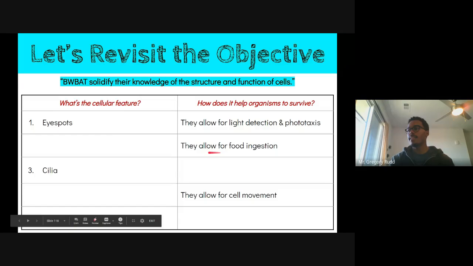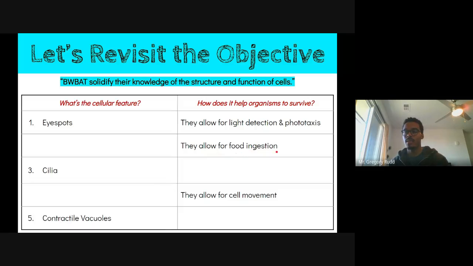The second cellular feature we're looking for allows for food ingestion. What's that called? Pseudopod. A pseudopod, good. Pseudo meaning fake or temporary, and pod meaning foot. So a temporary fake foot. Cilia. What do cilia do?